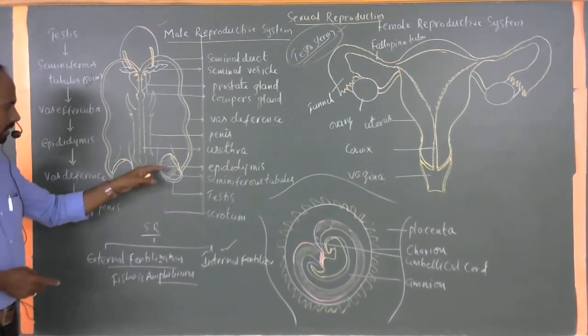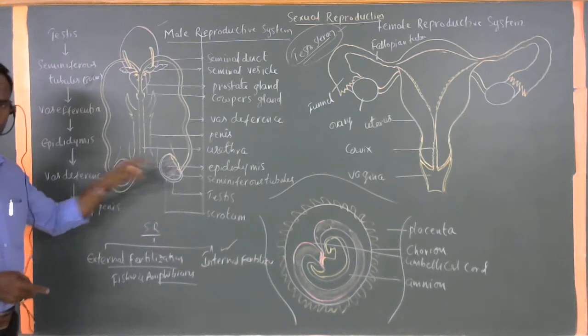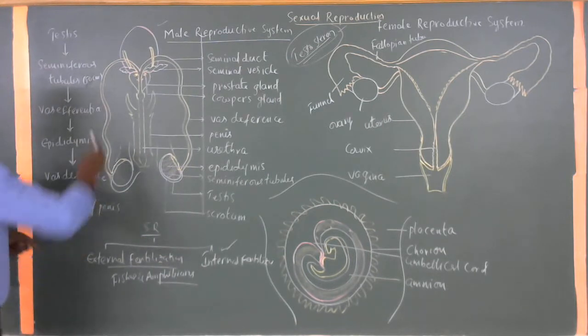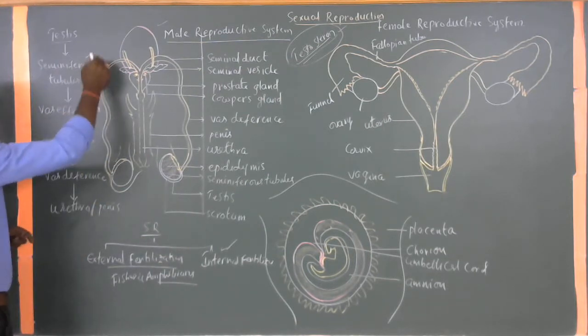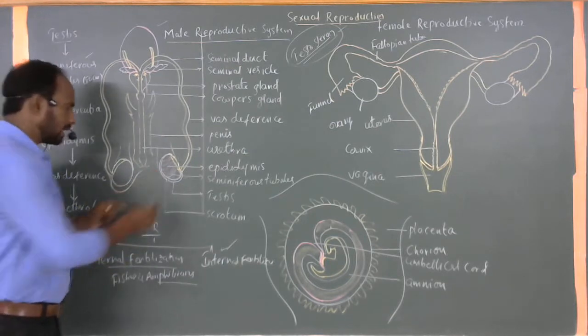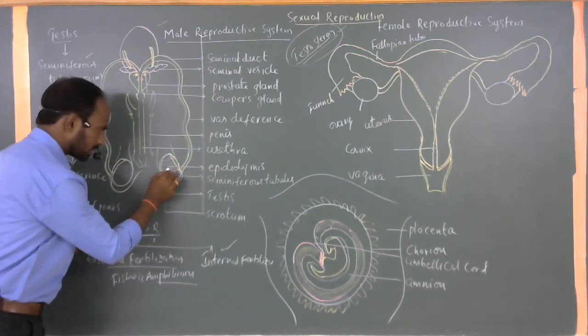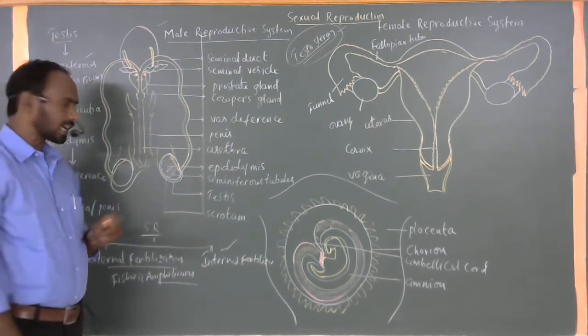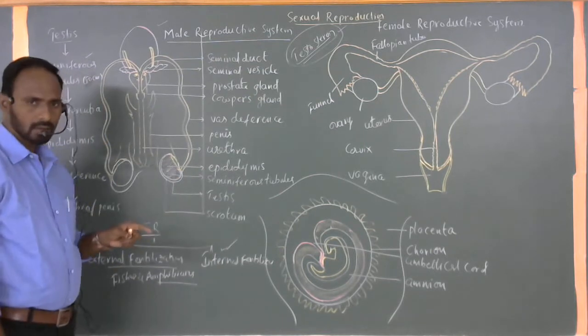Okay, within the testis internally, the first part is commonly called the seminiferous tubules. Internally, there are several lobule-like structures, several spring-like structures. These are commonly called seminiferous tubules.